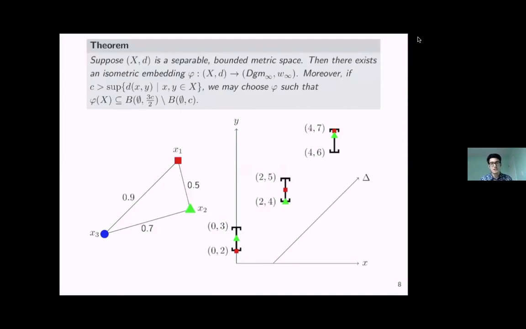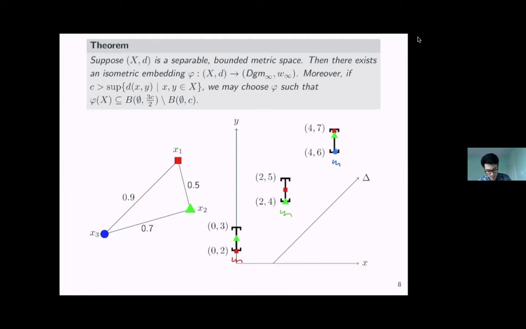Basically, you take a countable dense subset of your metric space, and to each of those points, you associate an interval, arbitrarily. So here, let's say this is the blue interval for these three points. This is the green interval, and the bottom one will be the red interval. Then you map each point in your metric space to the height on that interval, which is its distance to the reference. So for blue, for instance, it's distance zero from itself, so we put it down there.